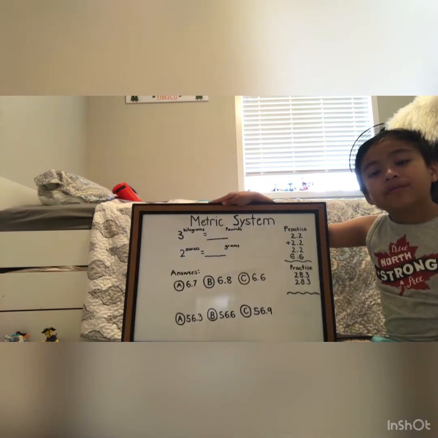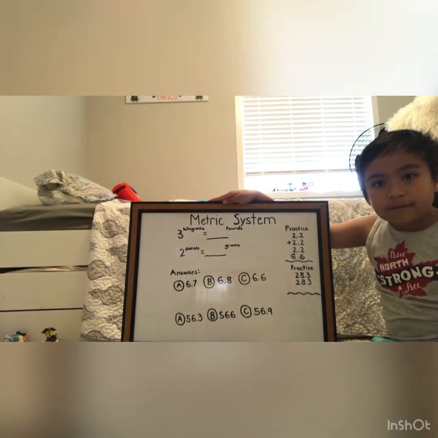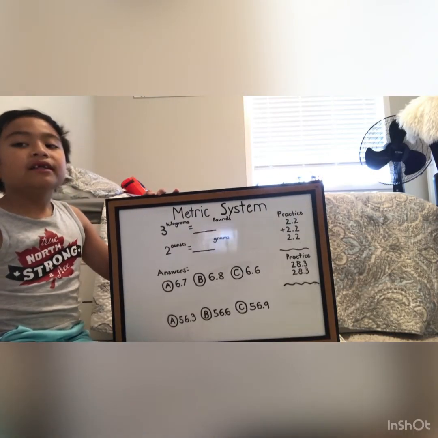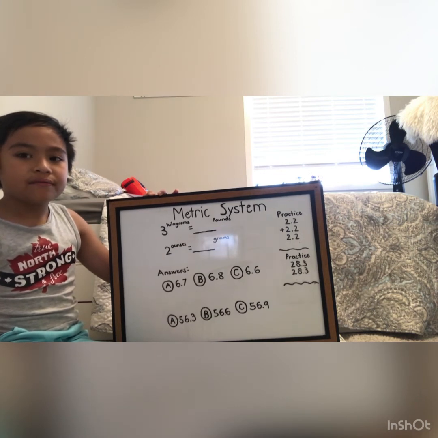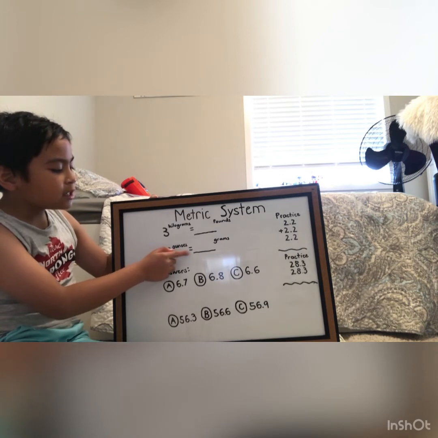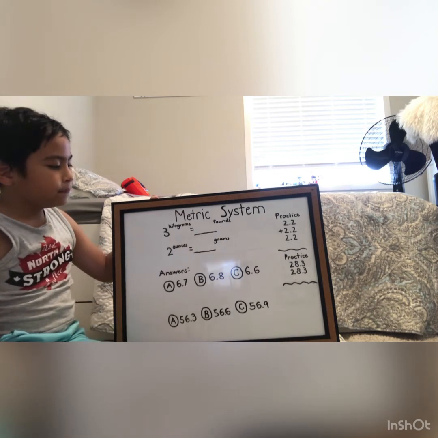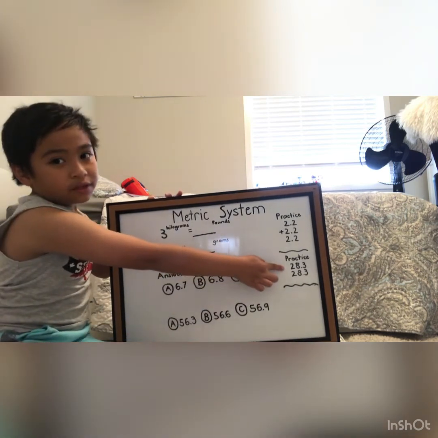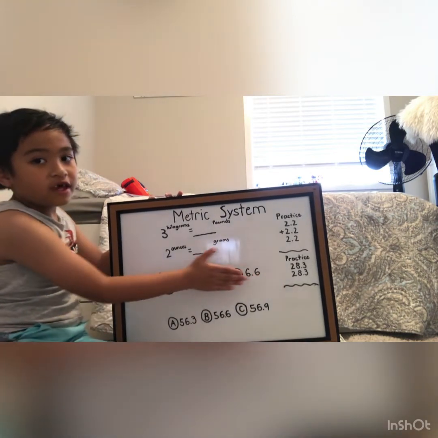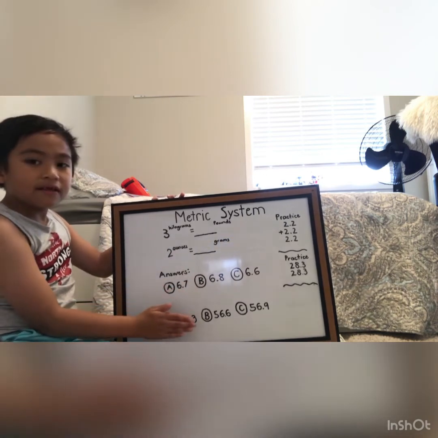Now I'm going to move on to the second question. So now for the second question. Here it is. 2 ounces equals something grams. Here's a practice if you need. Now here are the answers. Don't mind about this answer. We are talking about this answer.